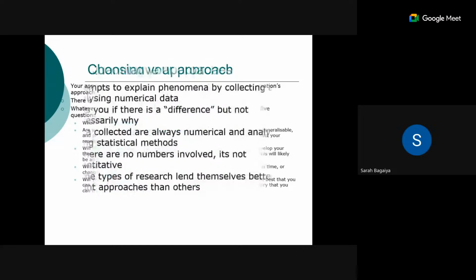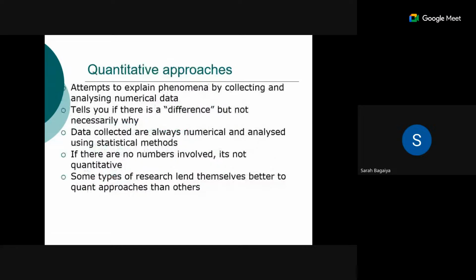So quantitative approaches. Quantitative approaches attempt to explain phenomena by collecting and analyzing numerical data. Remember we said quantitative research has to do with numbers, while qualitative research has to do with words. Quantitative approaches tell you if there's a difference, but not why. Data collected are always numerical and analyzed using statistical methods. If there are no numbers involved, it's not quantitative. Some types of research lend themselves better to quantitative approaches than others.